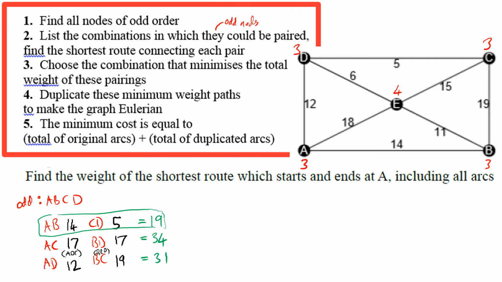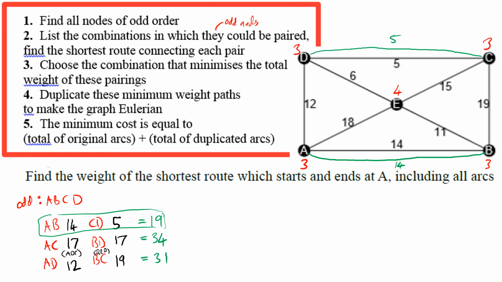And it says we need to duplicate these minimum weight paths to make the graph Eulerian. So that means that we're going to have A to B happens twice, and they've both got a weight of 14. And C to D has to happen twice, and that'll have a weight of 5. And the minimum cost is equal to the total of the original arcs plus the total of the duplicated arcs.